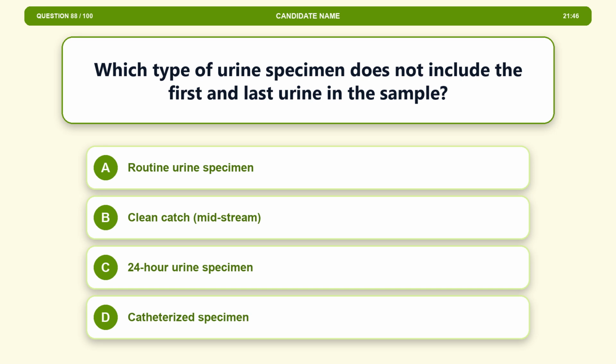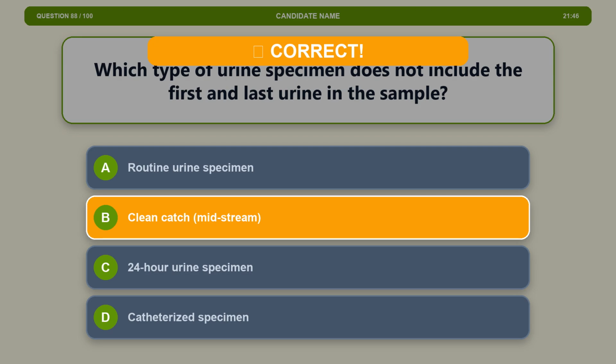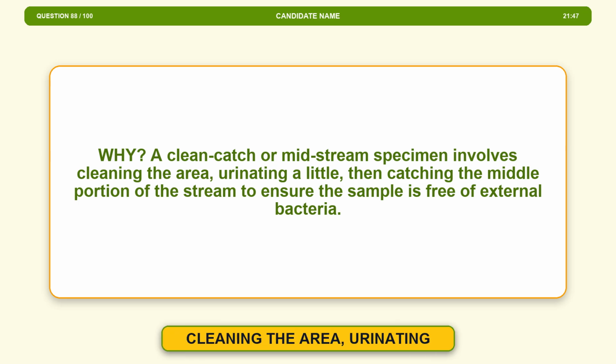Question 88. Which type of urine specimen does not include the first and last urine in the sample? Option A, routine urine specimen. Option B, clean catch, midstream. Option C, 24-hour urine specimen. Option D, catheterized specimen. The correct answer is option B, clean catch, midstream. A clean catch or midstream specimen involves cleaning the area, urinating a little, then catching the middle portion of the stream to ensure the sample is free of external bacteria.